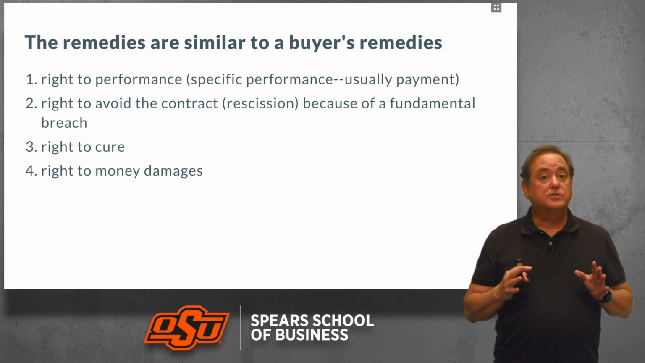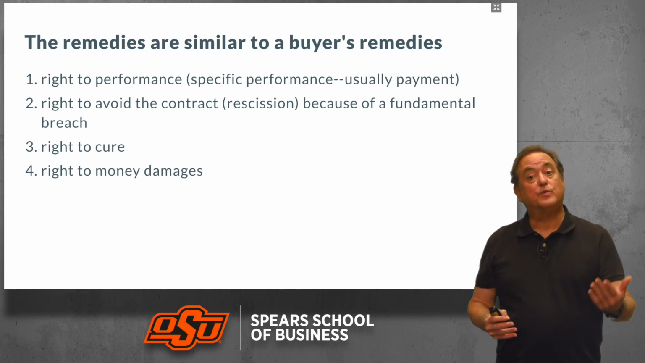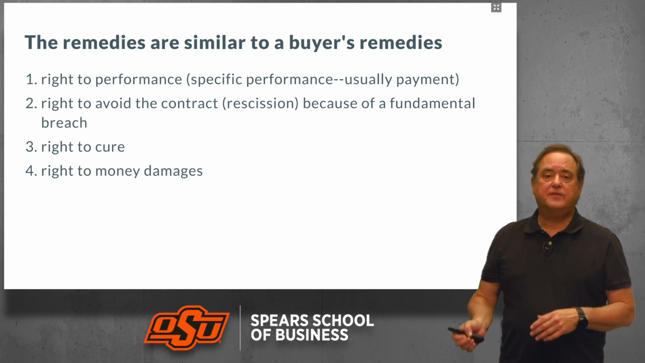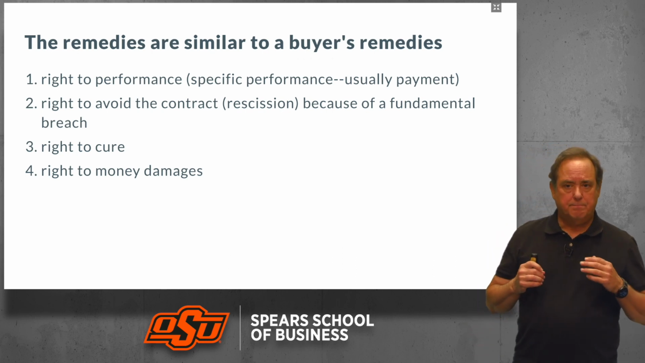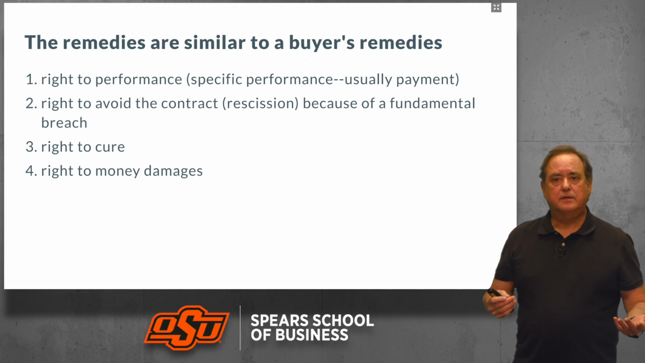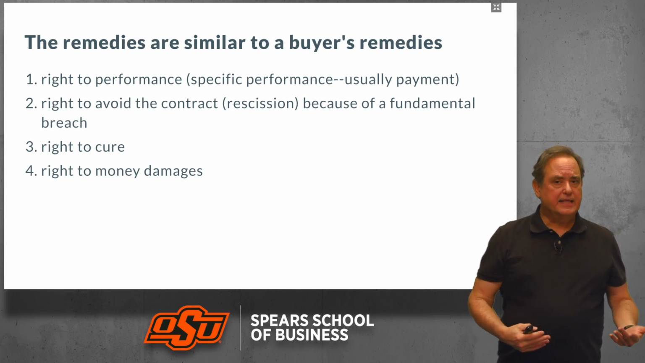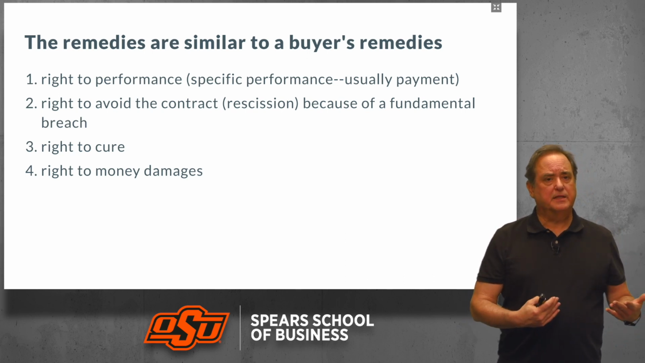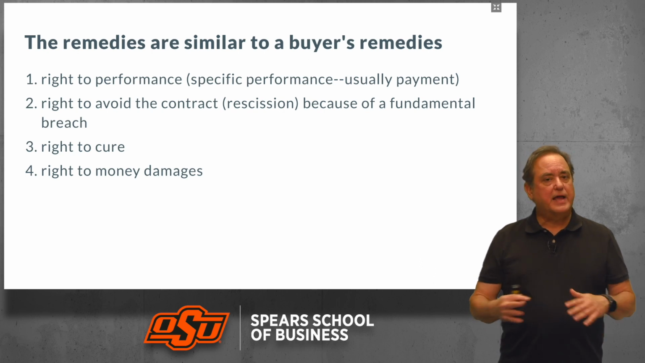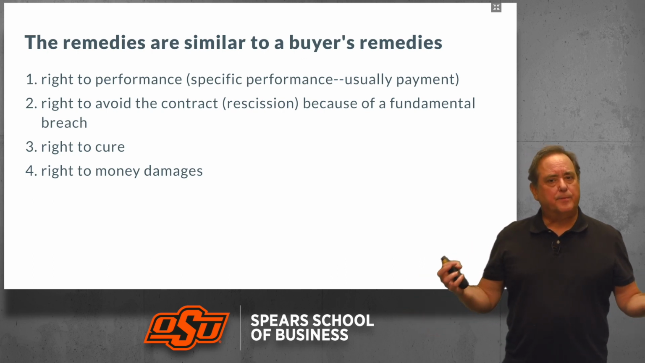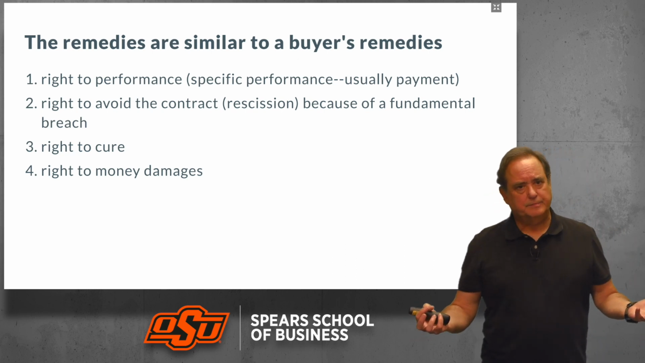The seller may also avoid the contract, again, rescission, because of a fundamental breach. The buyer has failed to pay, or the buyer has indicated that it will not pay or will not accept delivery. The seller has the right to simply avoid the contract, placing the parties in their pre-contractual position.